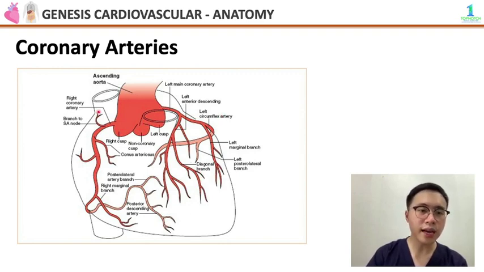Okay, so on the other side naman, dito sa right cusp natin, it will give rise to the right coronary artery. And the importance of right coronary artery, as we mentioned earlier, is that it gives out branches to supply the pacemakers of the heart. Diba? Yung SA node and even the AV node. No? Meron tayong AV nodal artery.